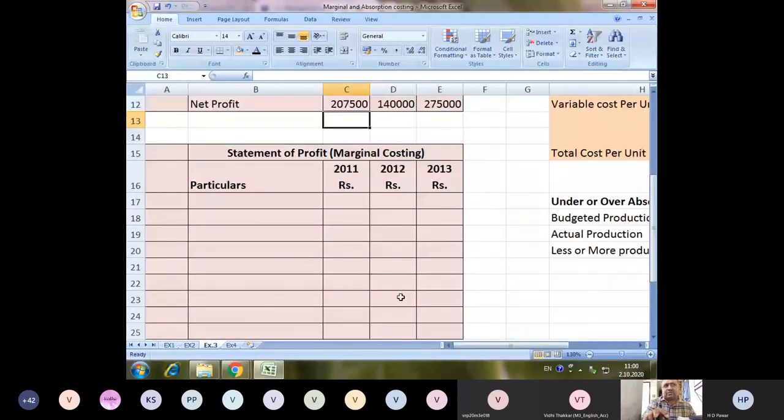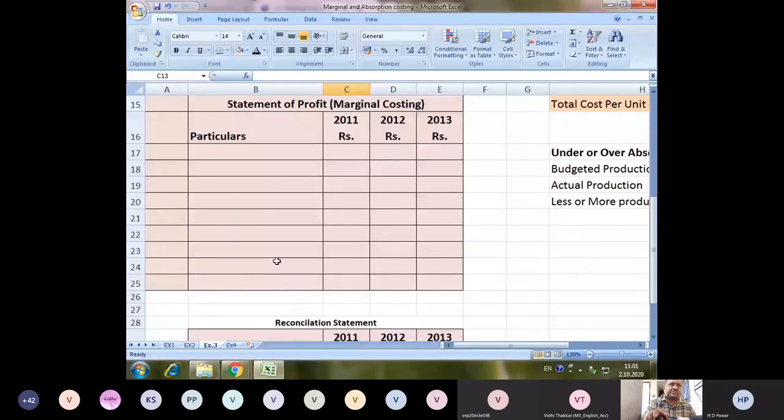So as usual, first of all, you need to write down the sales. What will be written first? Sales will be written.